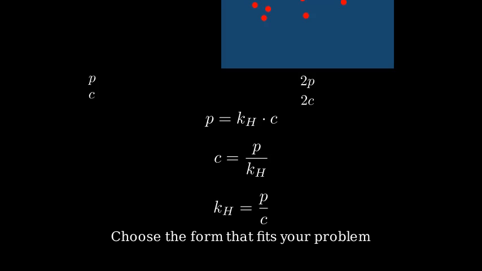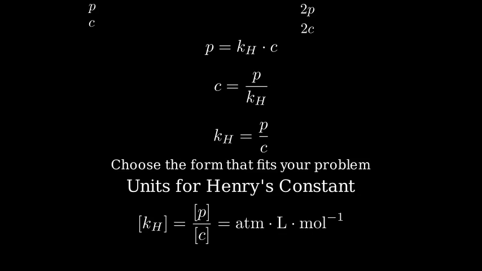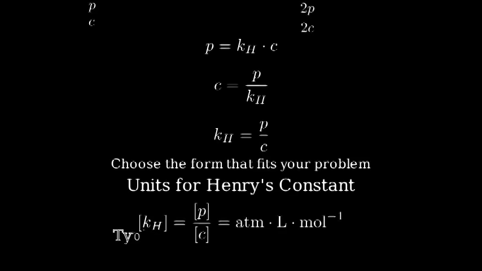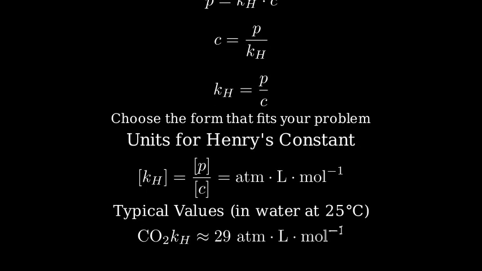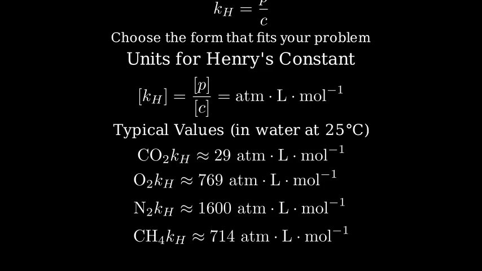Let's talk about units and typical values for Henry's constant. If pressure is measured in atmospheres and concentration in moles per liter, then Henry's constant has units of atmospheres times liter per mole. The value of Henry's constant varies with temperature and depends on the specific gas and liquid. For example, for carbon dioxide in water at 25 degrees Celsius, K_H is approximately 29 atmospheres times liter per mole. Gases like oxygen, nitrogen, and methane have different Henry's constants, reflecting their different solubilities in water.